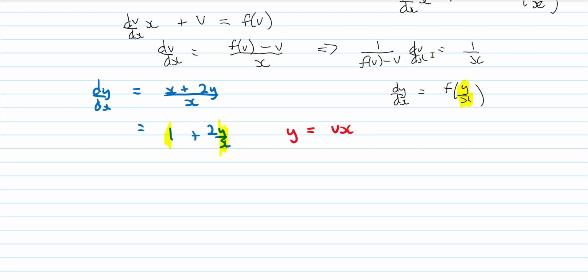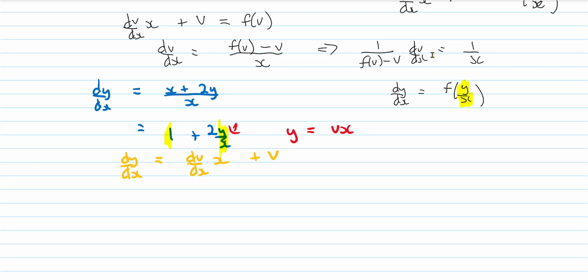Okay, so using the product rule, let's just do one step at a time. Then we get dy by dx is equal to dv by dx times x plus v. Okay, so now we can compare with the differential equation. So we've got this substitution, y equals vx. So that means y over x, which I highlighted in yellow just before here, is equal to v.